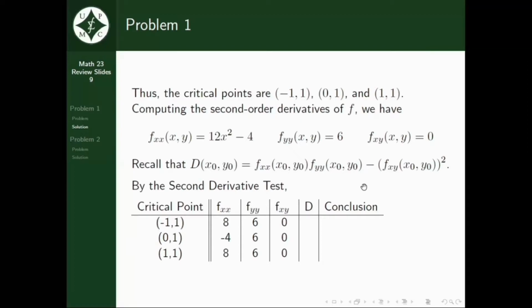Now, let's solve for the D. At negative 1, 1, what is the value of D? You have to multiply f sub xx times f sub yy. So you have 48 minus the square of f sub xy. So it's equal to 48. Good. Next, what is the value of D at 0, 1?